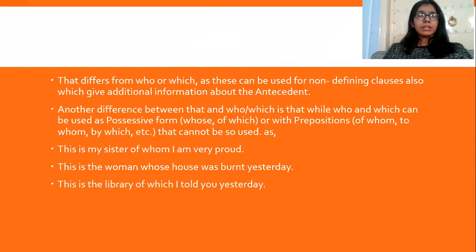Now, "that" differs from "who" or "which," as these can be used for non-defining clauses also, which give additional information about the antecedent. Another difference is that while "who" and "which" can be used in possessive form, whose, of which, or with prepositions, of whom, to whom, by which, "that" cannot be used as such. This is my sister of whom I'm very proud. I can't say this is my sister that I'm very proud. No, this is my sister of whom I'm very proud.